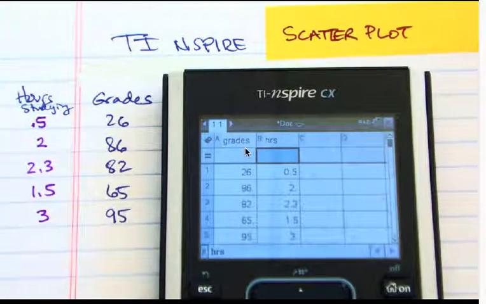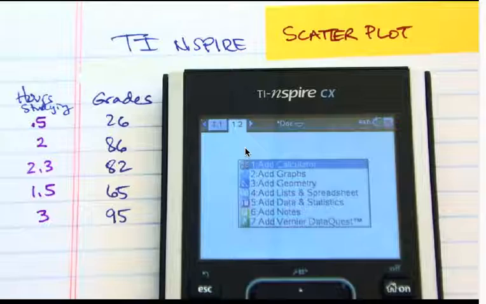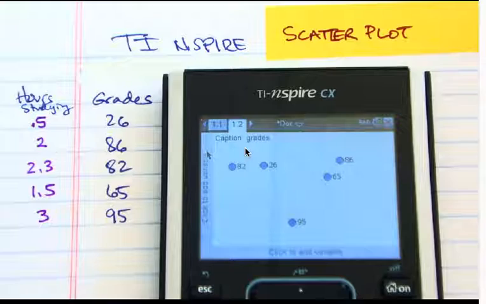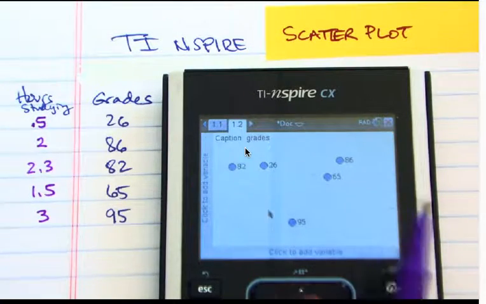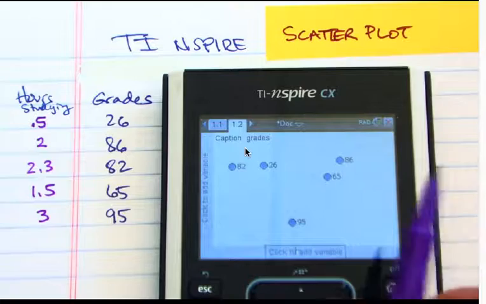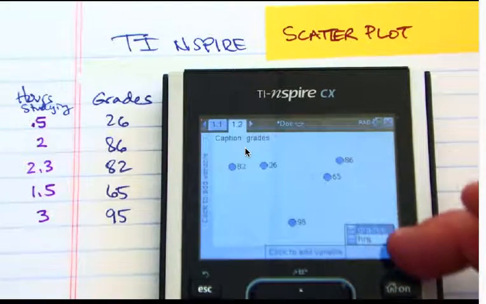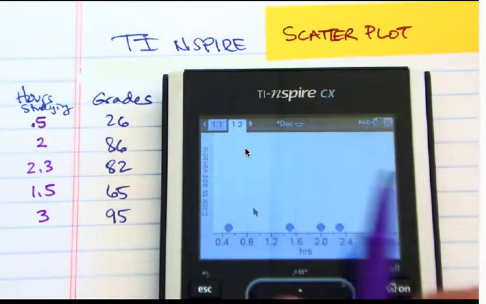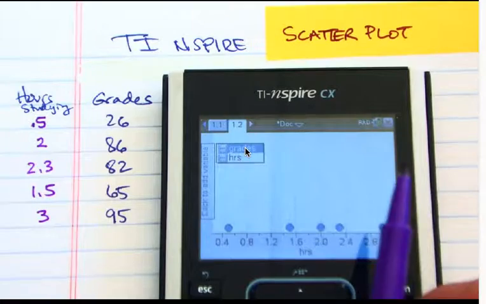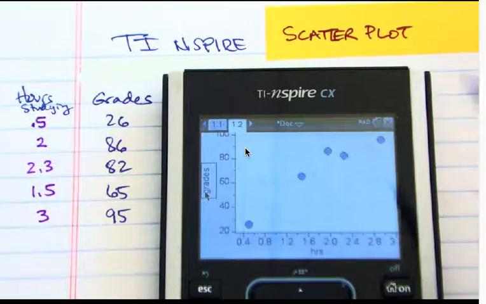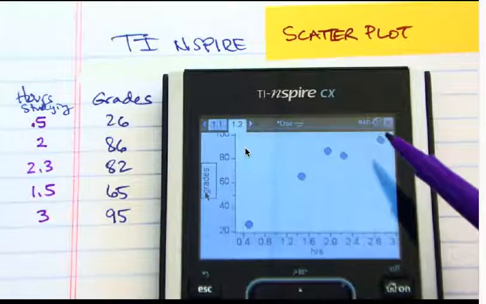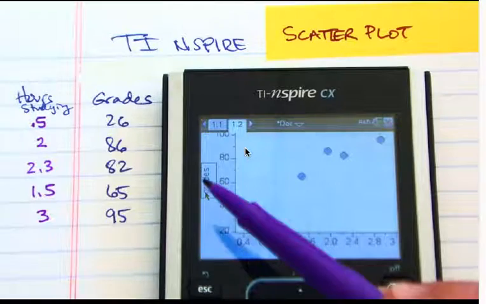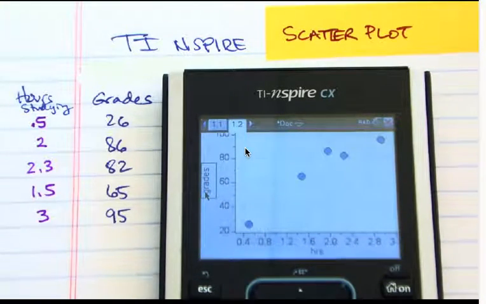So the first thing I'm going to do is look at the scatter plot. I'm going to add a new page, just like I did before, and go to data and statistics. This is the first thing we want to do when we look at the relationship between these two. I'm going to click down here on add variable, and as we saw before, hours is the explanatory, grades are the response, and you can see that there is a pretty clear positive linear relationship between number of hours studied and your grade on the test.